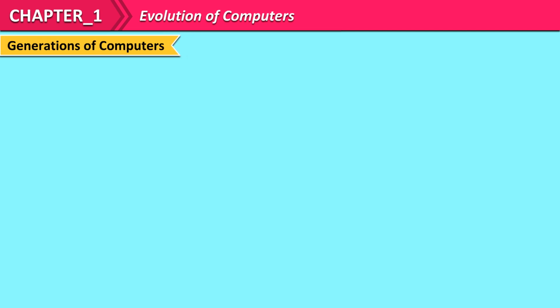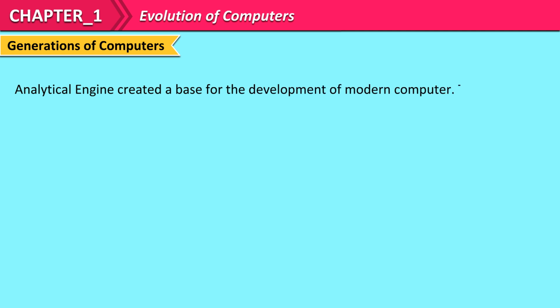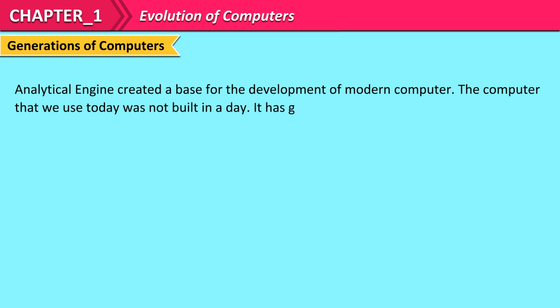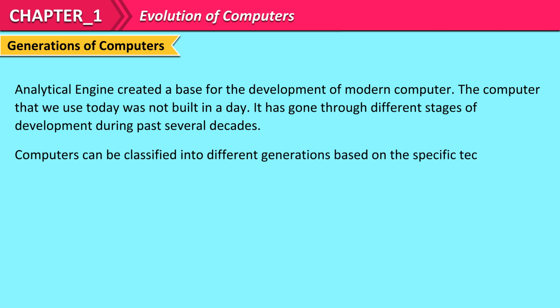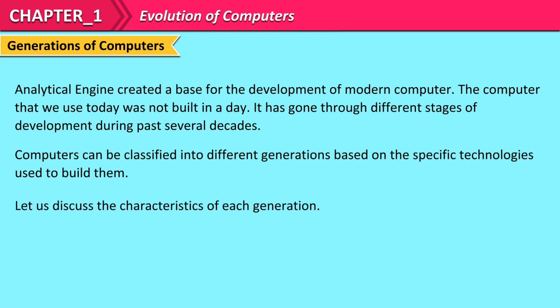Generations of computers. The Analytical Engine created a base for the development of the modern computer. The computer that we use today was not built in a day. It has gone through different stages of development during the past several decades. Computers can be classified into different generations based on the specific technologies used to build them. Let us discuss the characteristics of each generation.